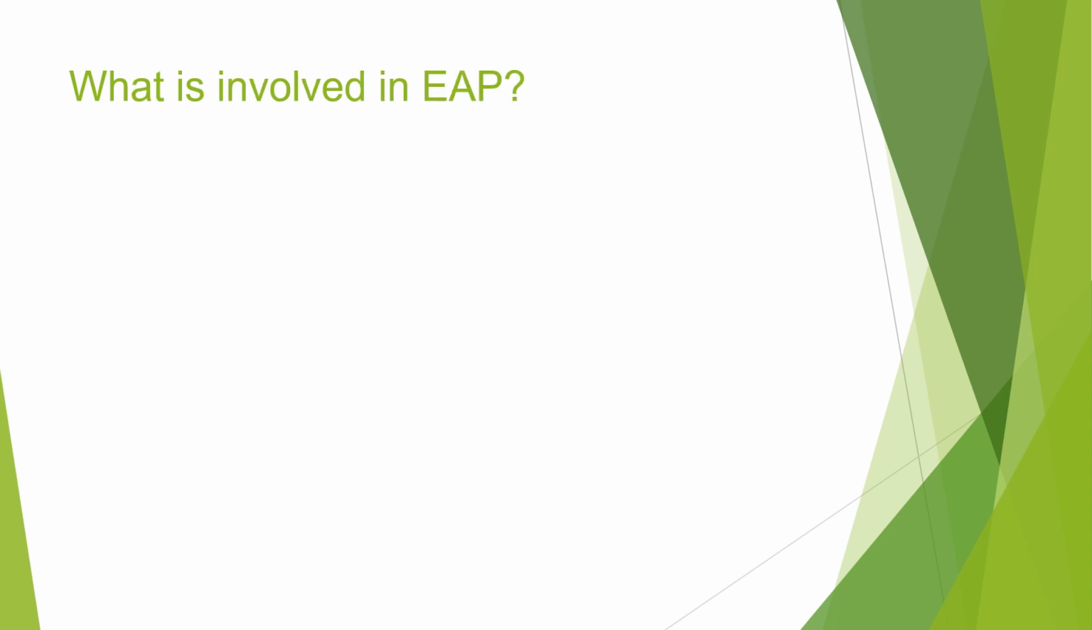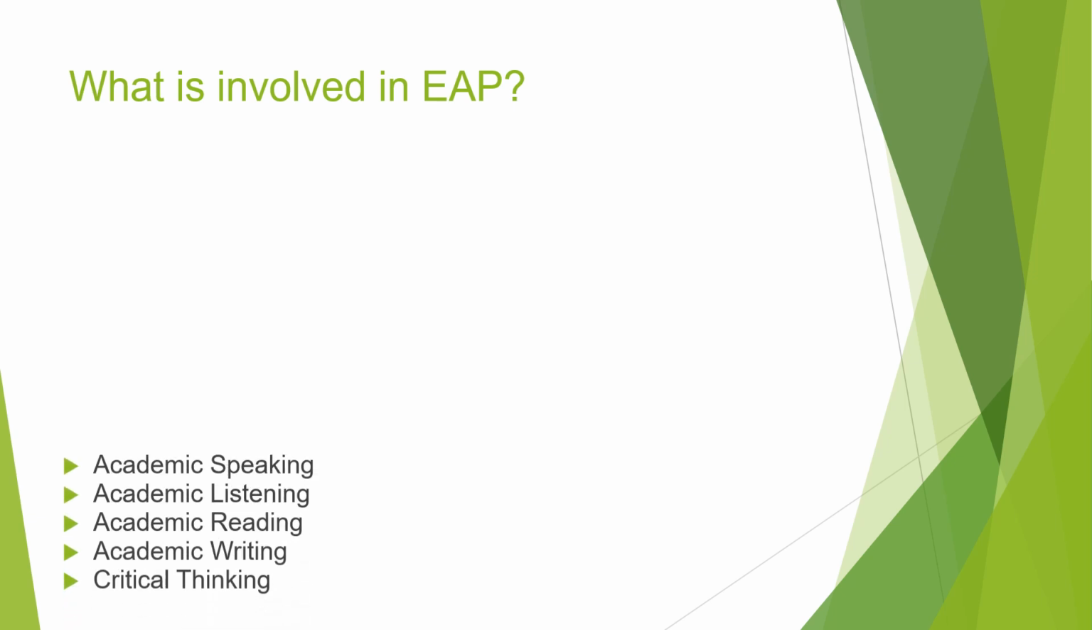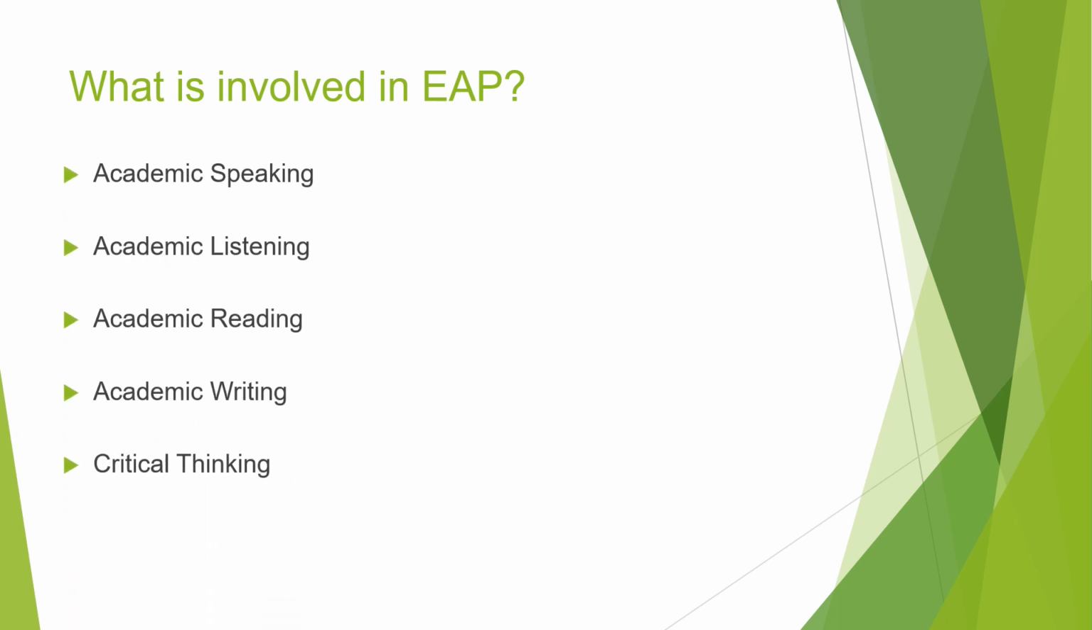What is involved in EAP? When we talk about EAP, we actually refer to these areas: academic speaking, academic listening, academic reading, academic writing, and critical thinking. And also we have these areas like grammar, academic vocabulary, and punctuation as well to consider. That's all part of English for academic purposes. So let's explore these areas one by one.